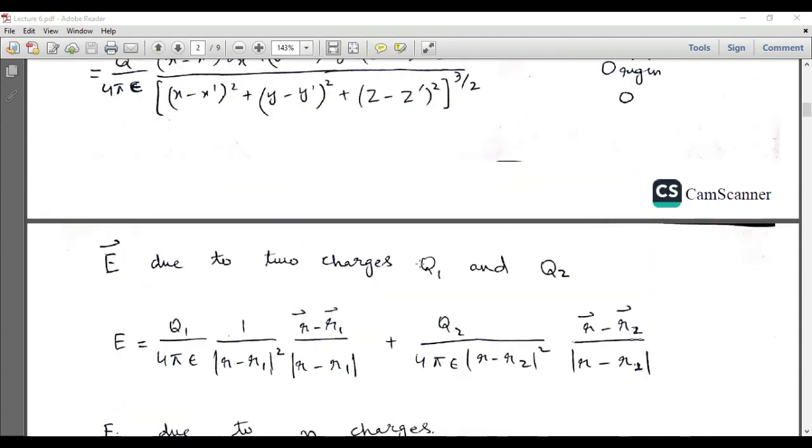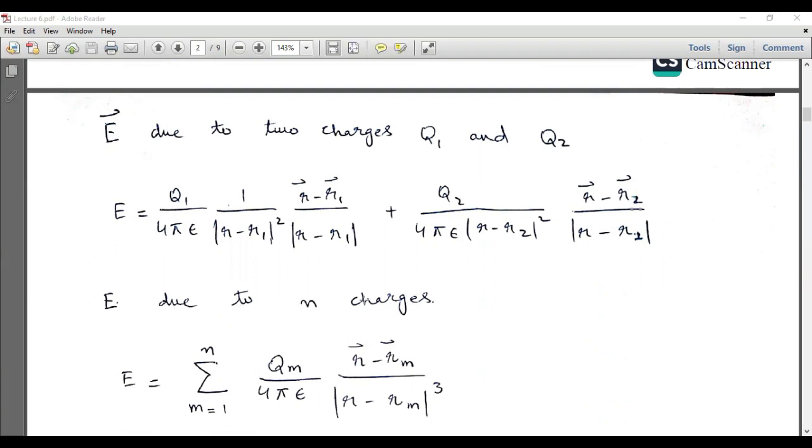Now, if we have two charges Q1 and Q2, then the total electric field due to these two source charges will be the sum of the electric field due to the individual charges. So it will be equal to Q1 over 4 pi epsilon, (R minus R1) divided by the magnitude of (R minus R1) cubed. A similar expression applies for the second source charge Q2.